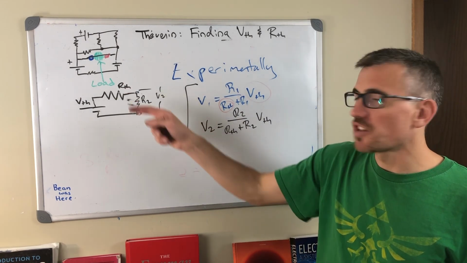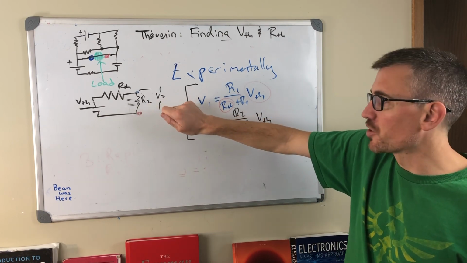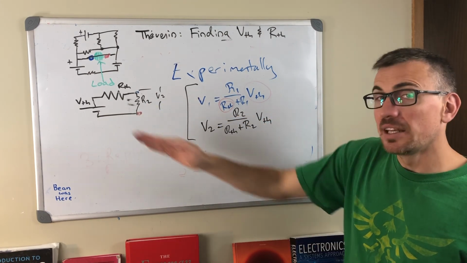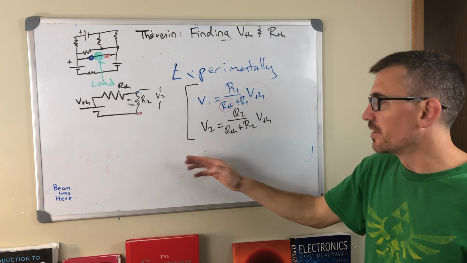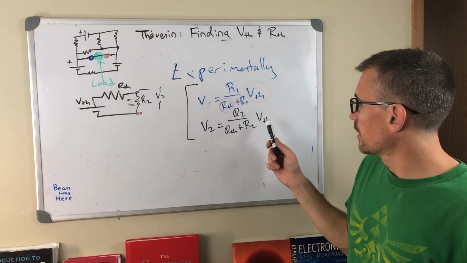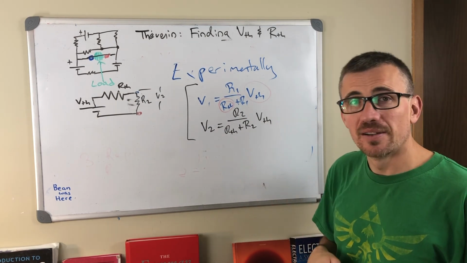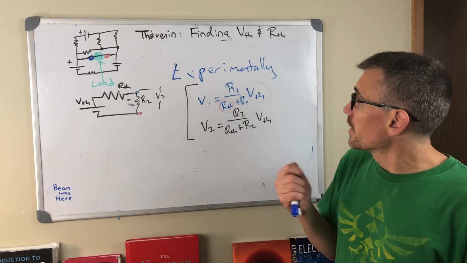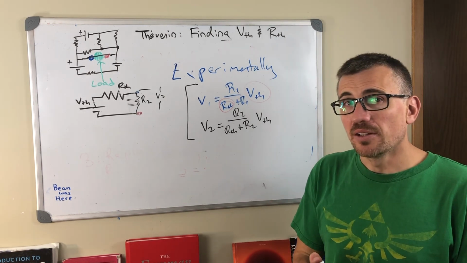We can actually do a bunch of measurements. We can put a potentiometer here and measure a bunch of values and linearize this equation and do a fit to really accurately get the parameters V-Thevenin and R-Thevenin. Okay, so that's how you find V-Thevenin and R-Thevenin.